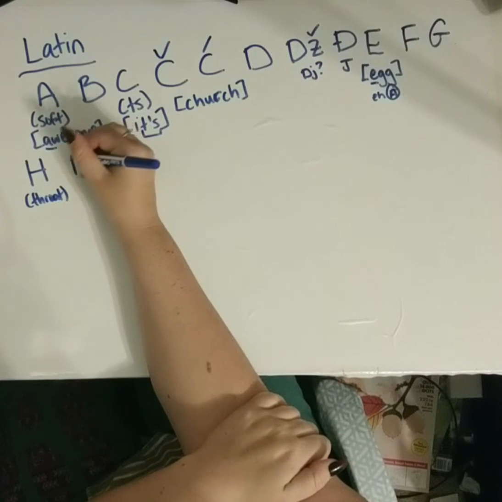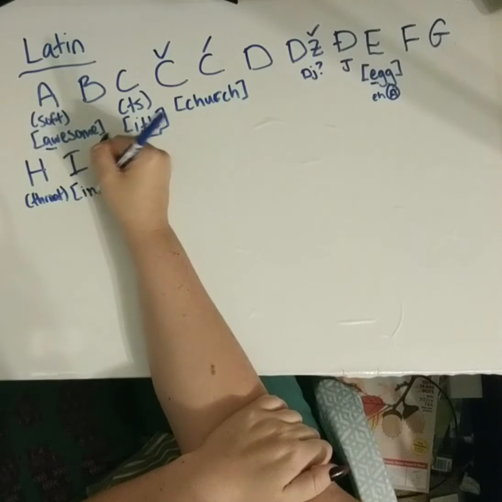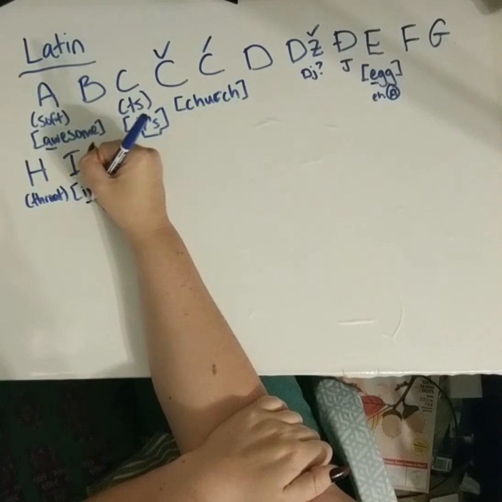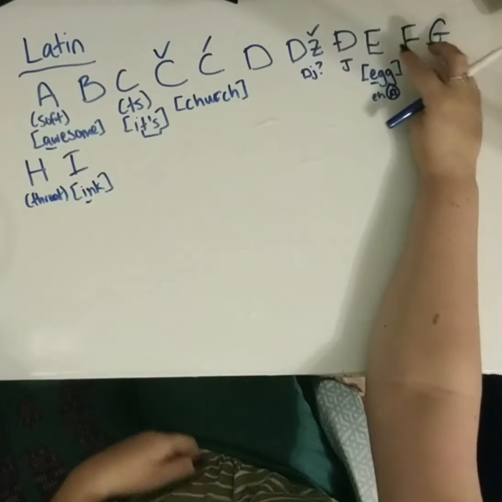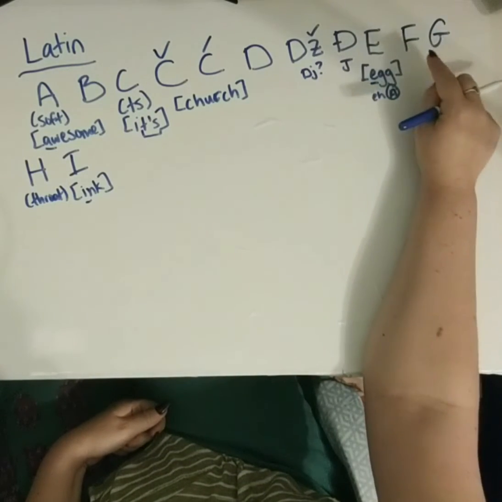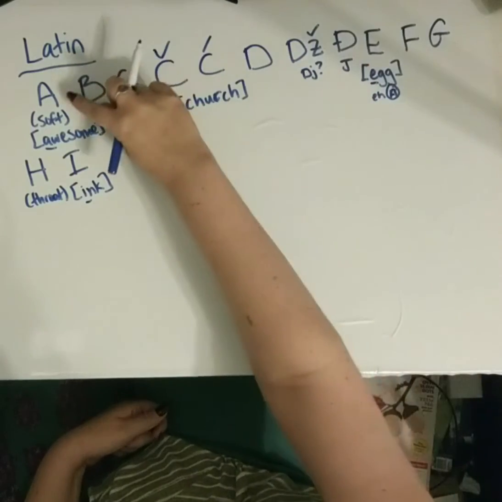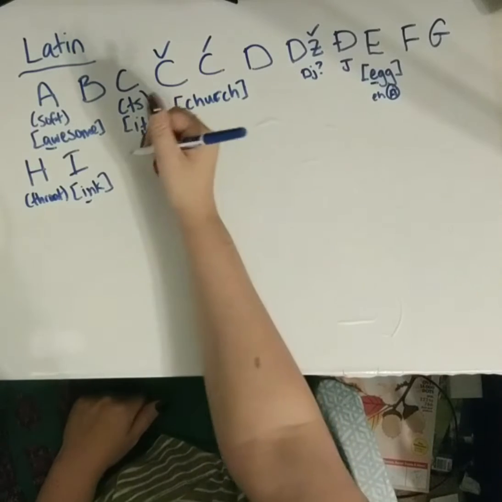Next we have I, which like in pretty much every language we've gone through, it is an E sound, like in the word ink. Almost like how you would say in English this is the letter E, right? Oh, that's confusing, how this is like A, like this letter. I'm gonna stop there before I mess myself up.